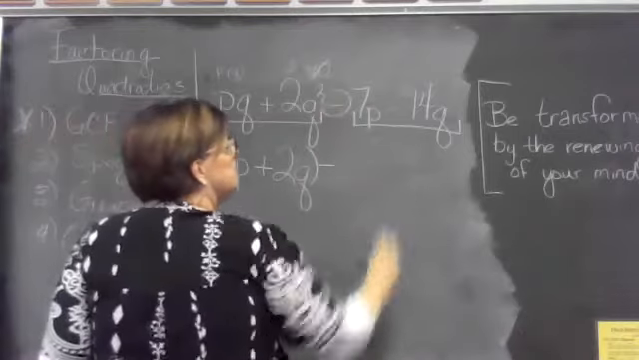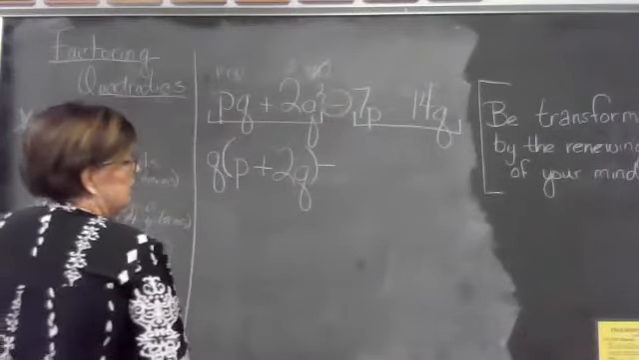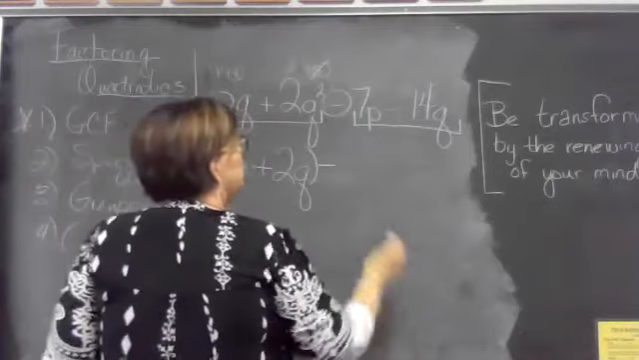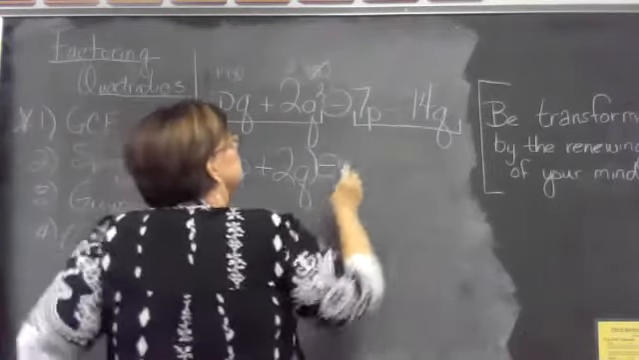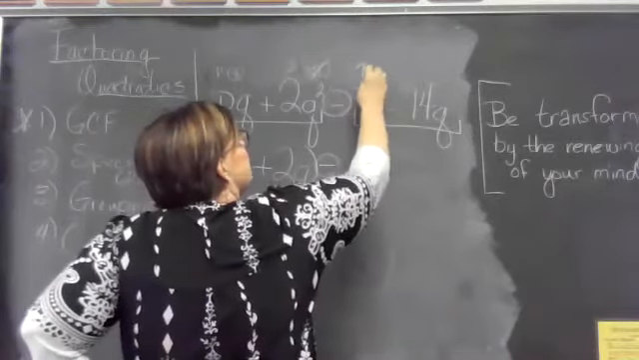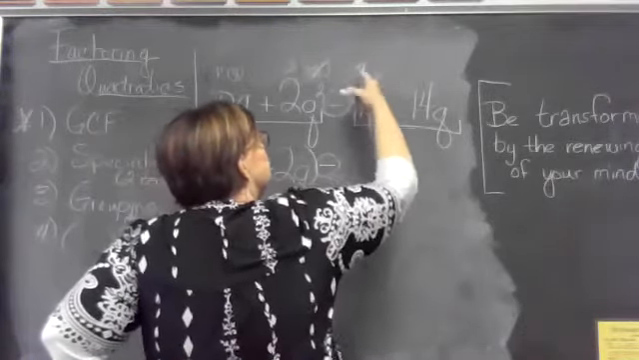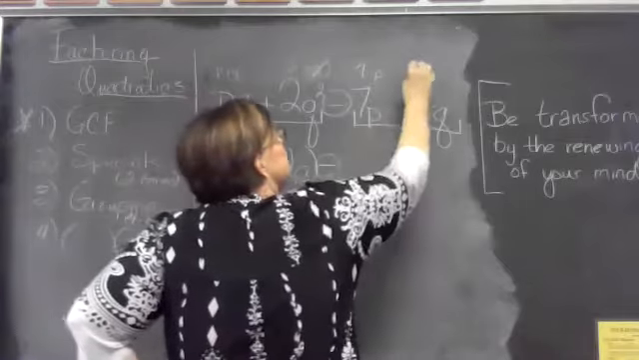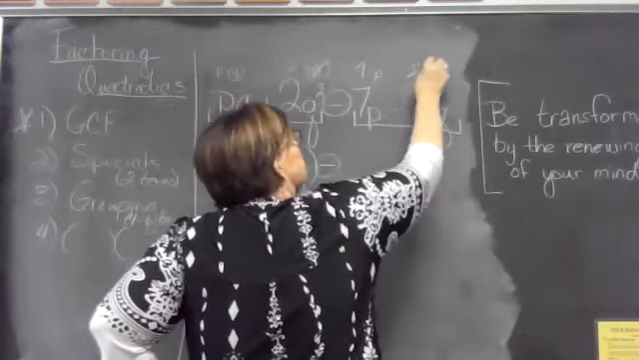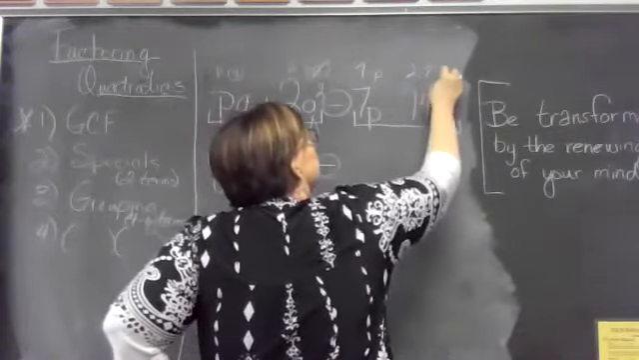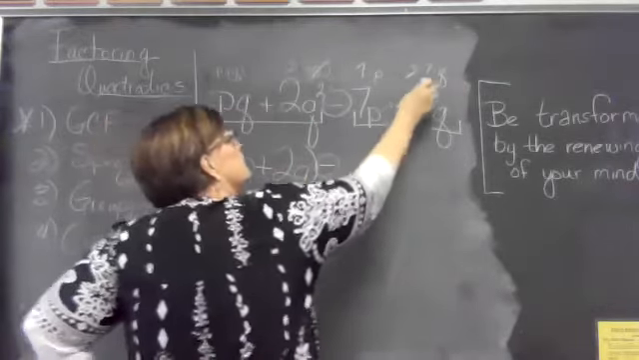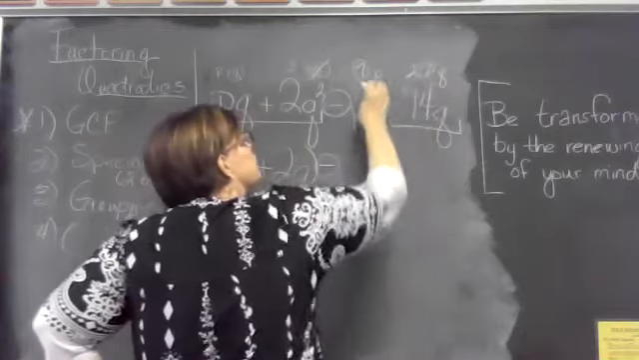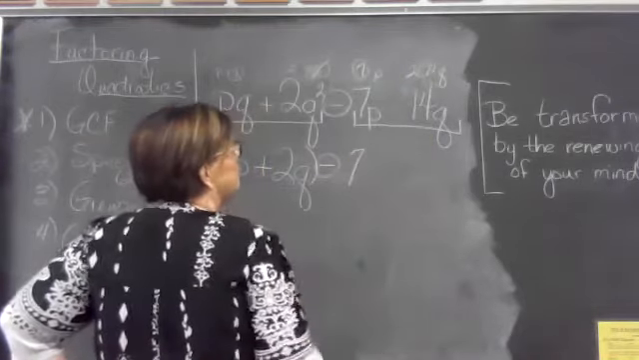Now I'm going to look at this section. Again, I need to find the greatest common factor. I'm going to put this because you guys need to see this. This is 7 times P. Of course, there's an invisible 1. This is 2 times 7 times Q. The only thing that is common in here is the 7. So the 7 is the greatest common factor.